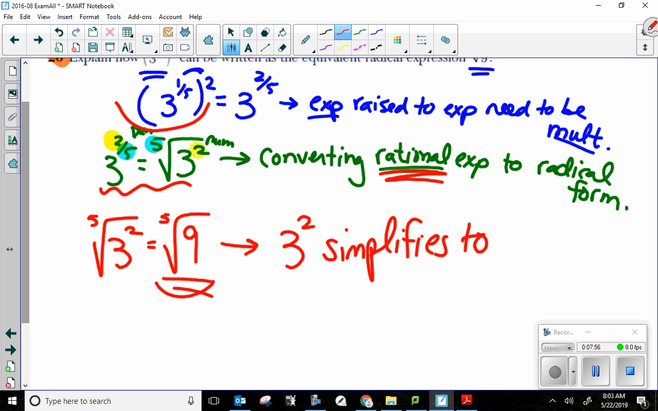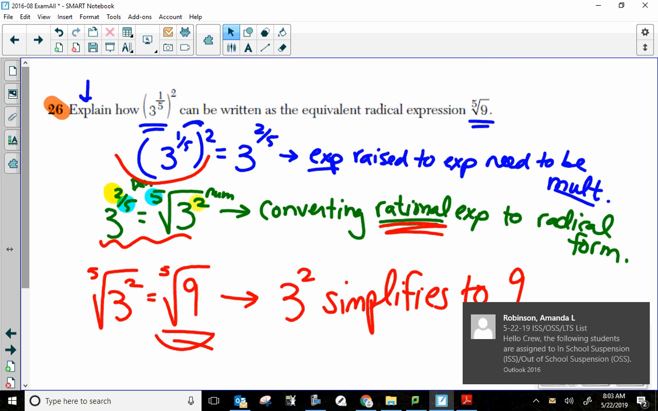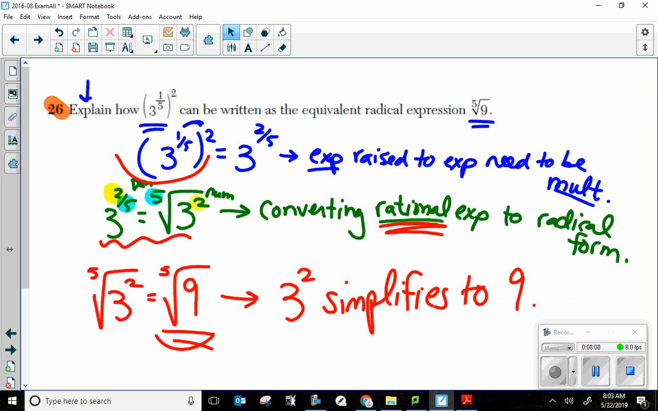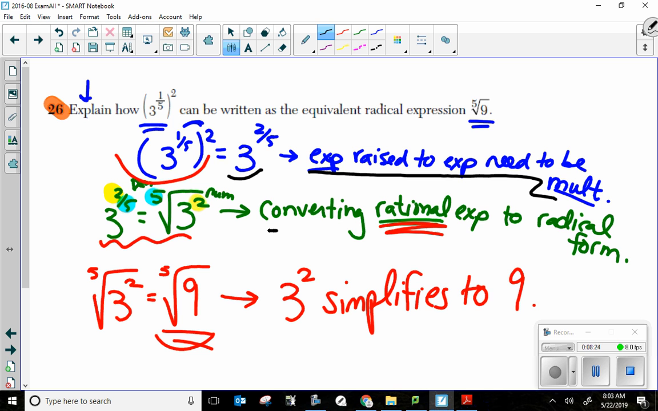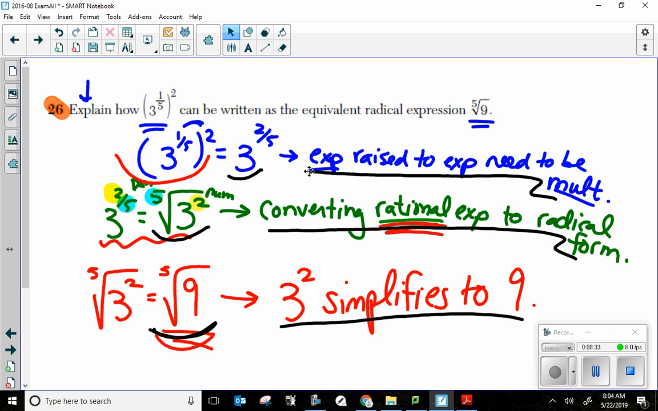simplifies to 9. Okay? So not only have I shown every step, oh, look at that, Amanda Robinson. Let's close that. Boom, we don't want to see that. All right, so I've showed every step, and I've explained every step. Okay, to me, that's legit. All right, I have first step is I took an exponent that was raised to an exponent, and I multiplied them. That's how I got here. Then I converted my rational exponent to radical form. That's how I got here. And then I just squared 3, and I got 9. So I got here. I mean, it's simple. It's simple.